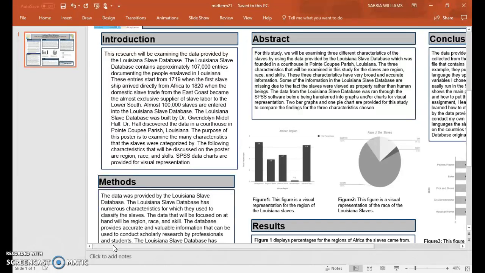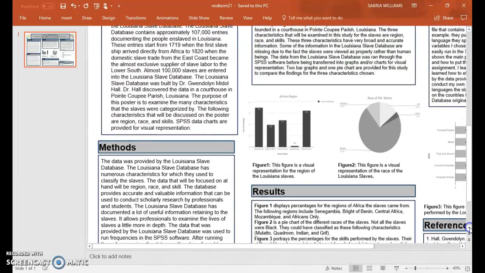The method that I used to get the data from my graphs and to be able to produce this lovely project was I took the data from the Louisiana Slave Database, ran it through this software called SPSS, and from there I chose 5 variables, but only 3 we'll be talking about today, and the information and the data I have gotten from those graphs.